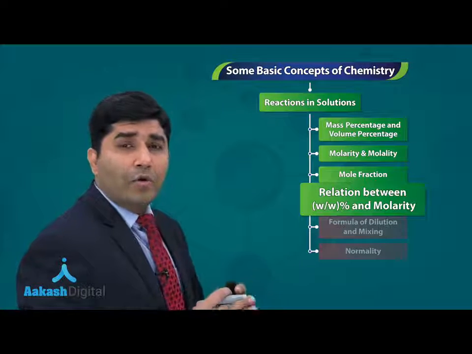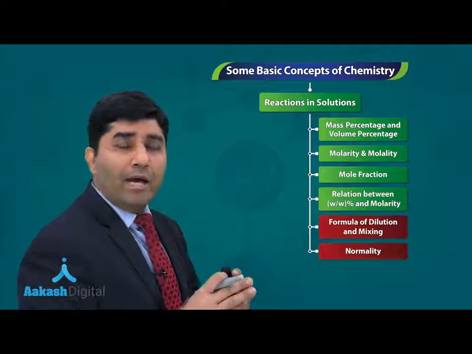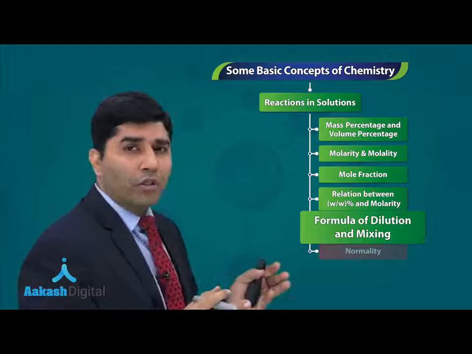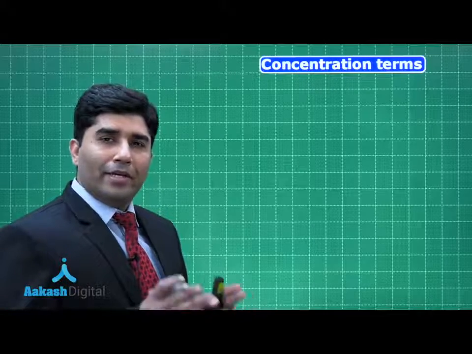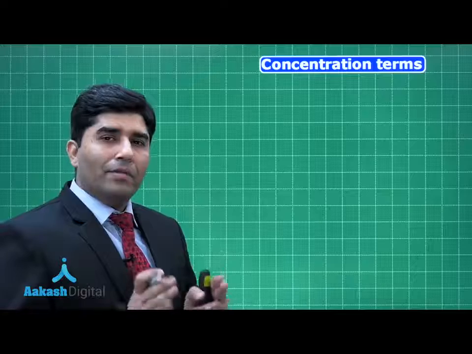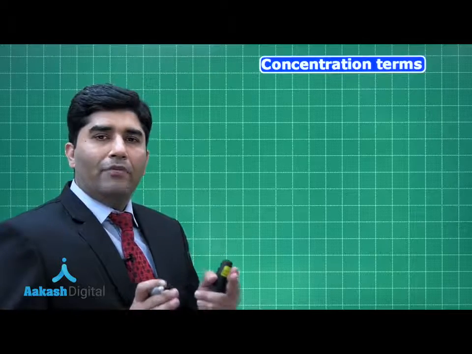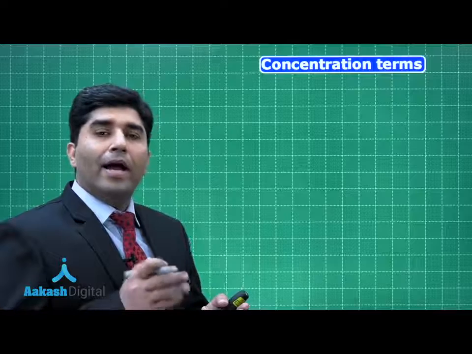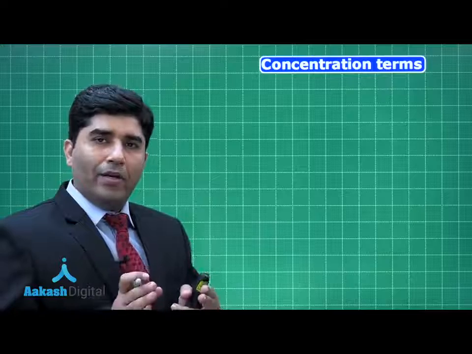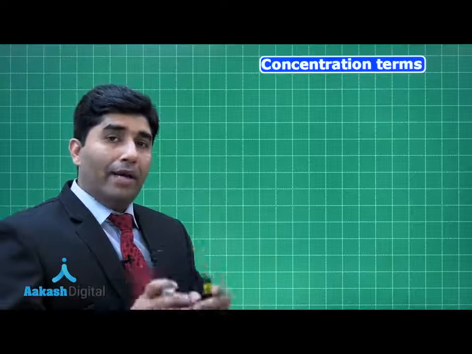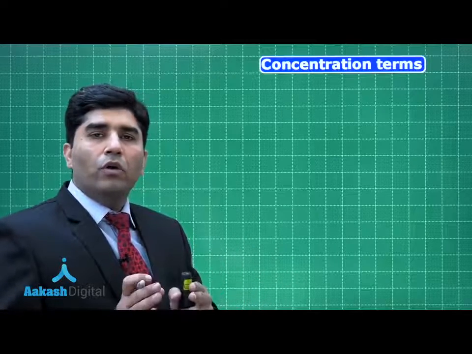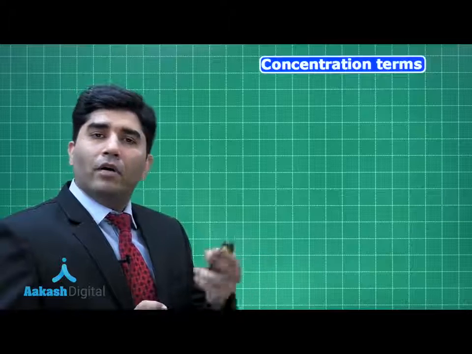So guys, after discussing the different concentration terms and the relation between them, let's talk about the formula of dilution. Till now we have studied concentration terms like molarity, molality and mole fraction. Now, if you have a pure aqueous solution and somebody puts some water in it and makes it dilute, and the initial concentration is M1 and the final concentration is M2, then M2 will be lesser than M1. So, how will we find the value of M2?